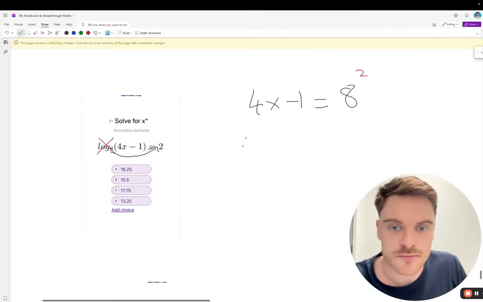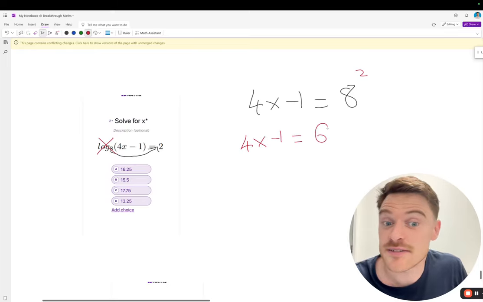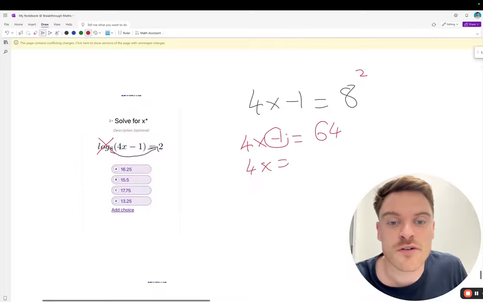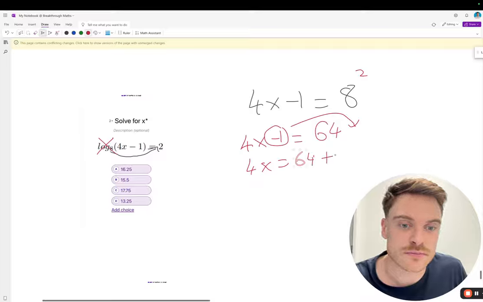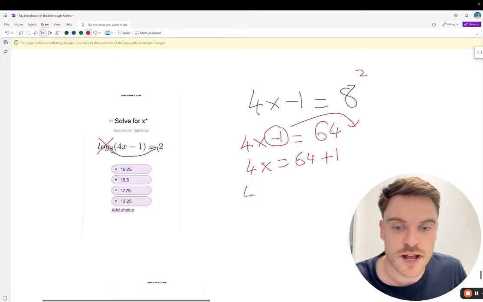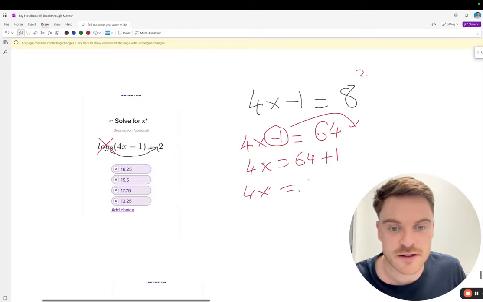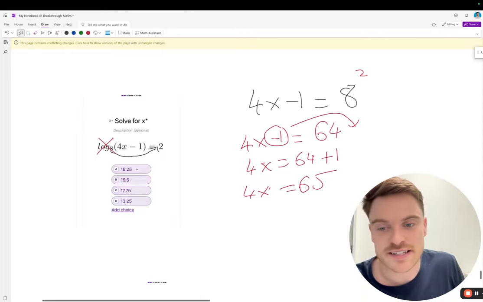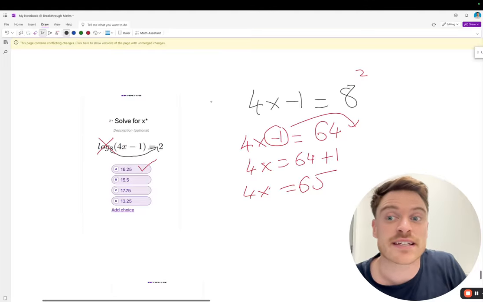So if you want to keep going, 4x minus 1 is equal to what's 8 squared? It's 64. 4x is equal to, bring that 1 over, obviously, 64 plus 1. So 4x is equal to 65. And if you put it into your calculator, x is equal to 16.25. That's what it ends up being in the end. And that is a basic log question.